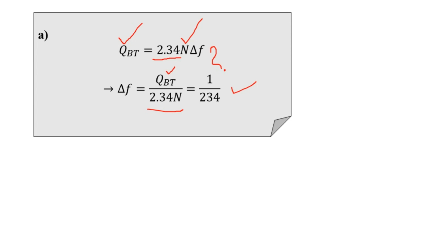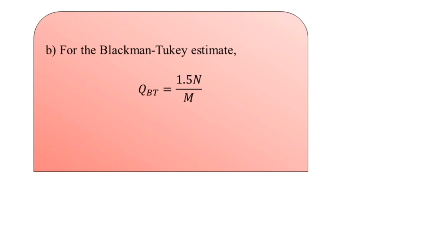Now after determination of the answer for part A, we get back to part B in the problem statement. In the problem statement it has been asked to determine the record length, denoted by capital M, for the Blackman-Tukey method. For determination of this record length we require the relation between the quality factor, this record length and the number of data points here. This can be given as Q suffix BT, that is the quality factor of the Blackman-Tukey approach, is equal to 1.5 times capital N divided by capital M.